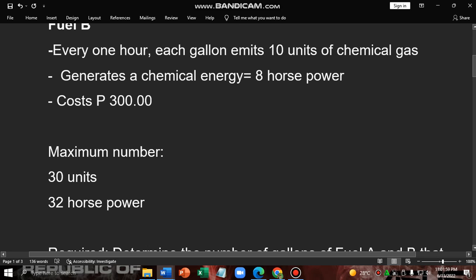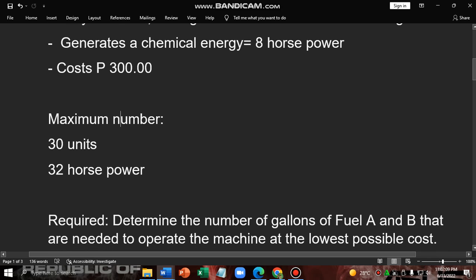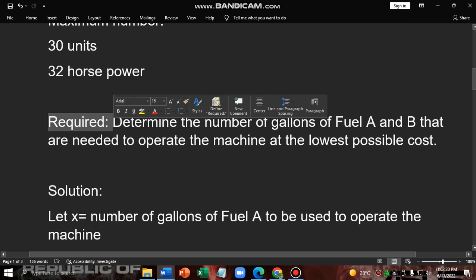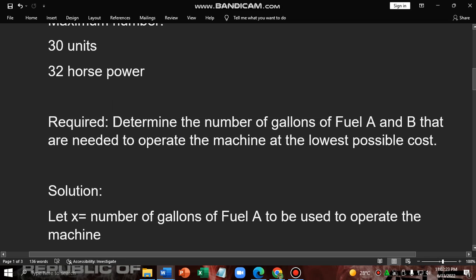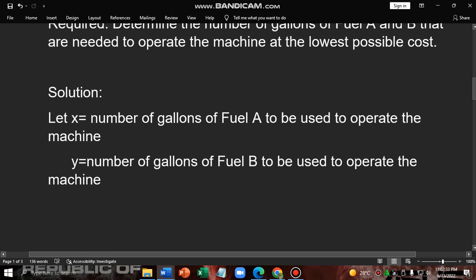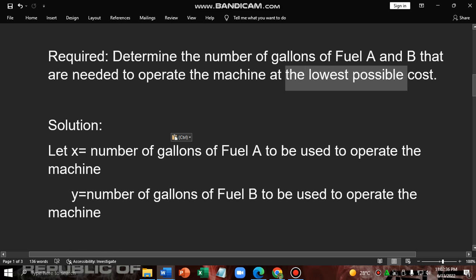Since the simplex method is a dual, in order to solve the minimum, there must also be a maximum. So, the maximum numbers based on the problem are 30 units and 32 horsepower. The required is to determine the number of gallons of fuel A and fuel B that are needed to operate the machine at the lowest possible cost. Since this is a minimization problem, of course what we are looking for is the lowest possible cost.